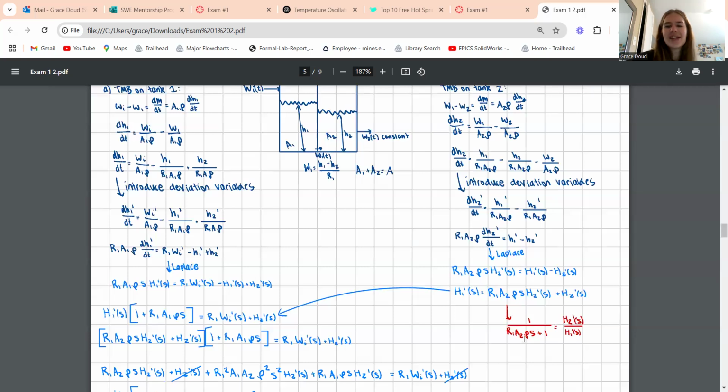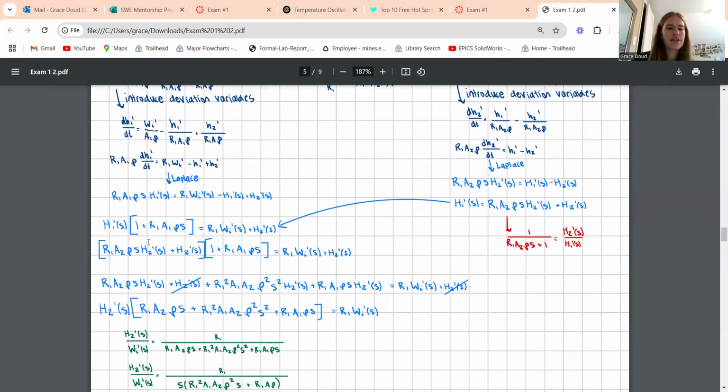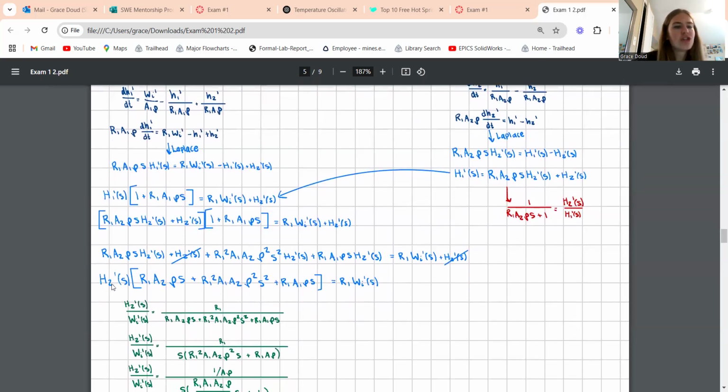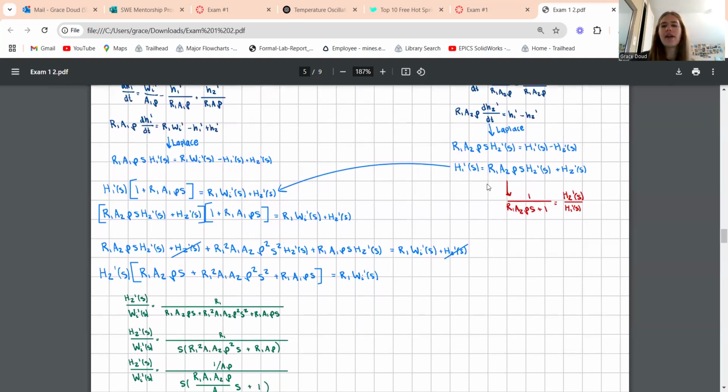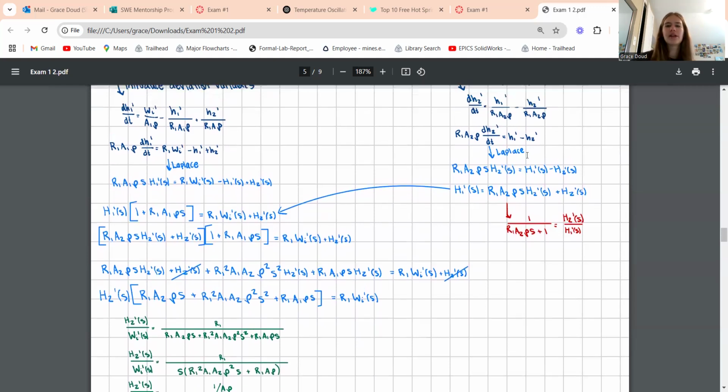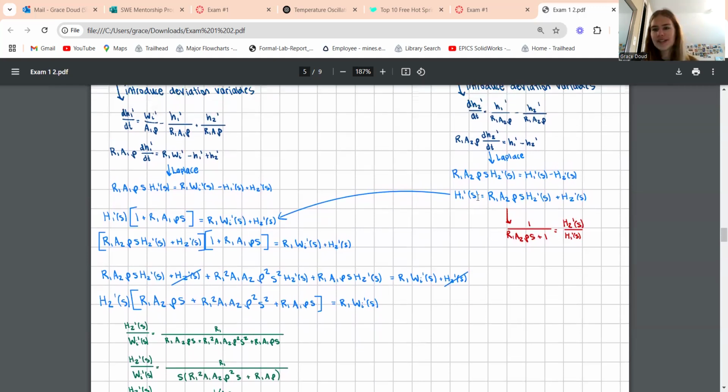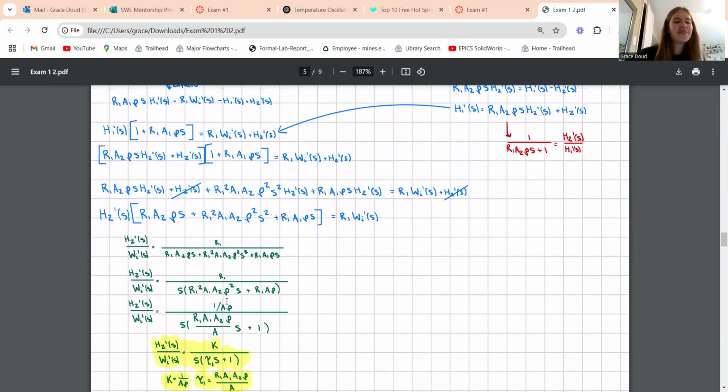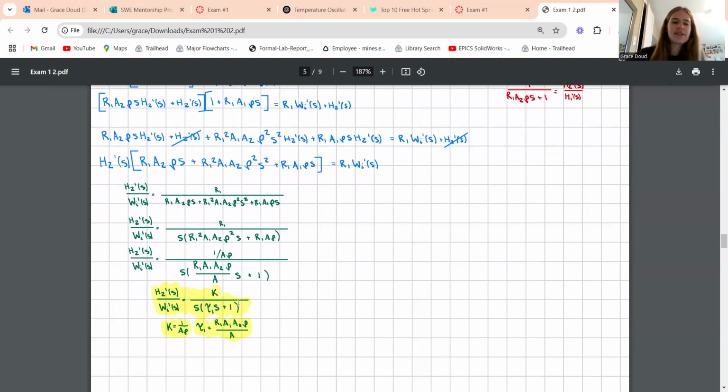And then I was able to get to, here we go, we'll follow this left side. We got this H2 prime of S over Wi prime of S. And then over here, same thing. Basically, we used this tank 2 mass balance to get H1 of S as a function of H2 of S and then plug that in here, so that we didn't have H1 of S in this one.